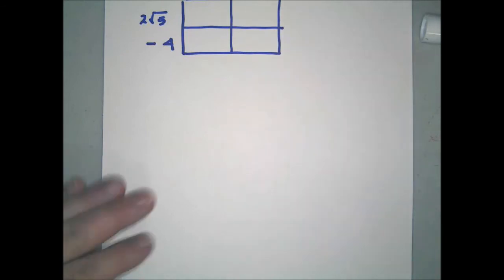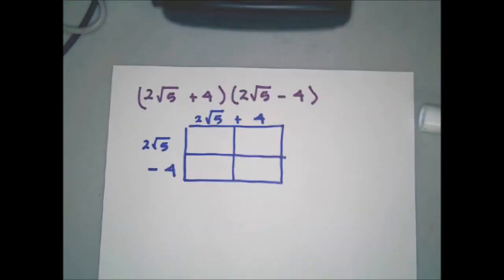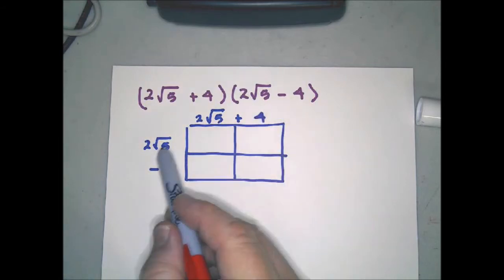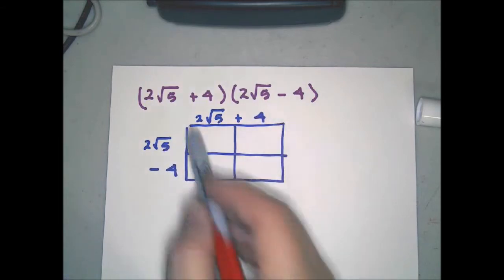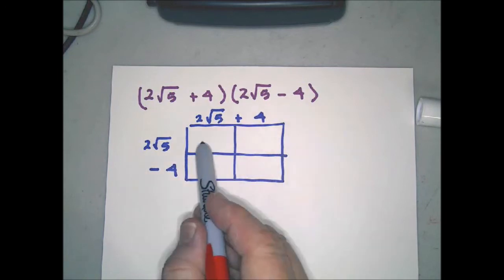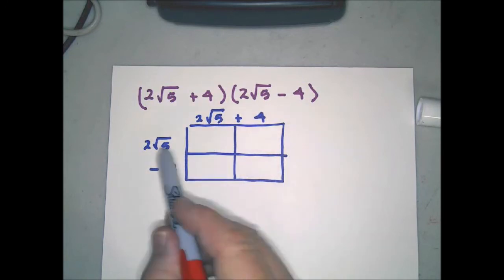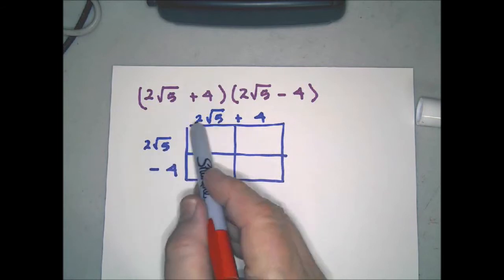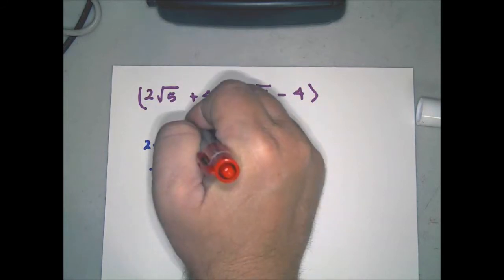And let's just do one more right here for practice. 2 square root 5 plus 4 times 2 square root 5 minus 4. I've got it set up in the 2 by 2 matrix. Now the first cell right here, 2 root 5 times 2 root 5. Remember the rule, outside times outside stays outside. So that would be 4.